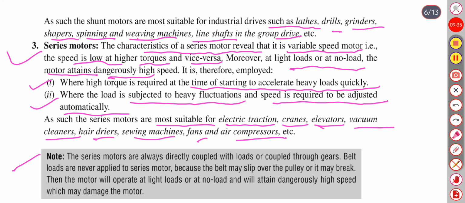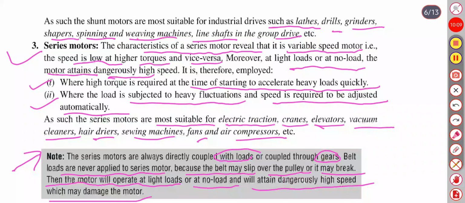Now, please note the series motor is always directly coupled with loads or coupled with gears. Belt loads are never applied to a series motor because the belt may slip over the pulley or it may break. Then the motor will operate at light loads or at no load and will attain dangerously high speed, which may damage the motor.